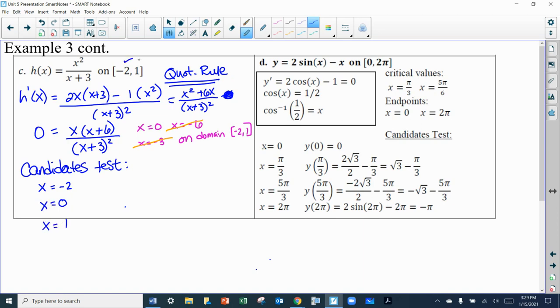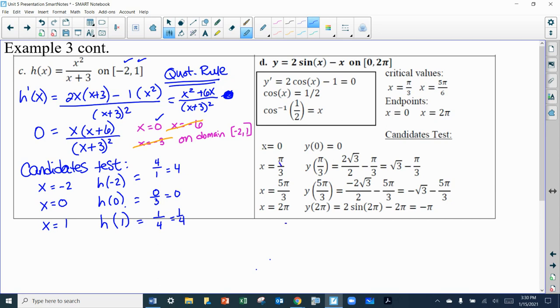So I'm taking my endpoints and my one remaining critical point and doing a candidates test on them. Where do we go back to? Well, we go back to the original h that we're trying to find absolute max and mins for. Negative 2 squared would be 4. 4 over 1 is 4. 0 goes in, that gives me a 0 over 3, but that's 0. 1 goes in, that gives me a 1 over 4. I get a fourth.